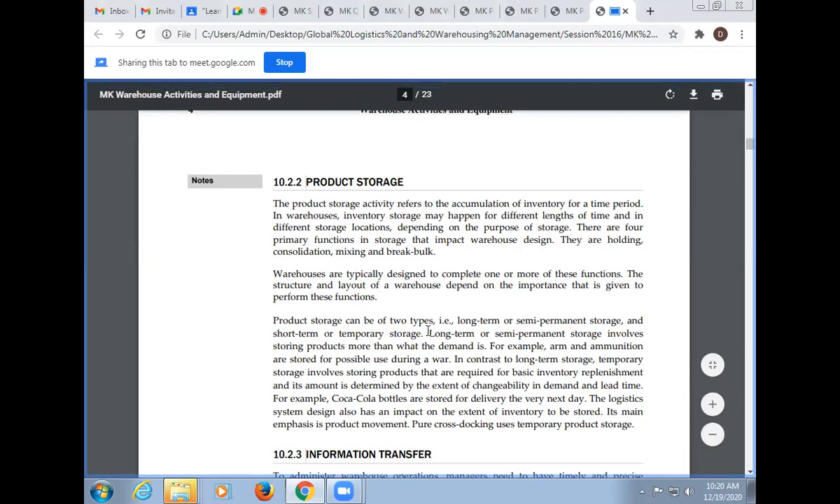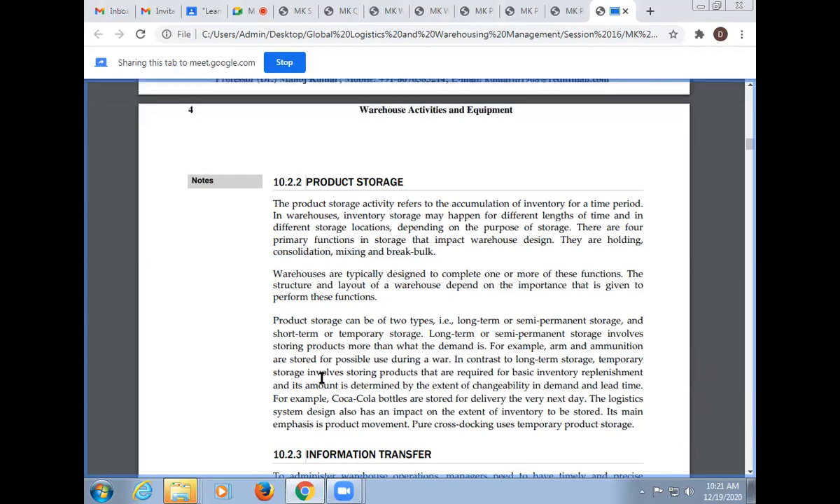Product storage can be of 2 types: long-term or semi-permanent storage, and short-term or temporary storage. Long-term or semi-permanent storage involves storing products until the demand arises. For example, arms and ammunition are stored for possible use during a war. This is the product storage in the warehouses. Warehouses are made for the storage of arms and ammunition on the border.